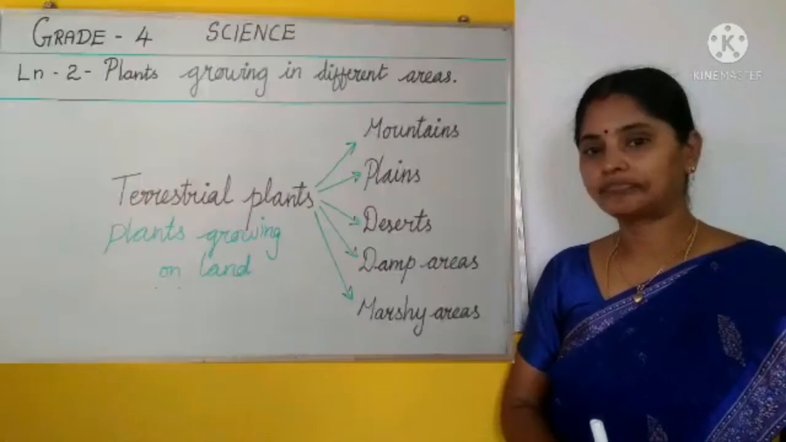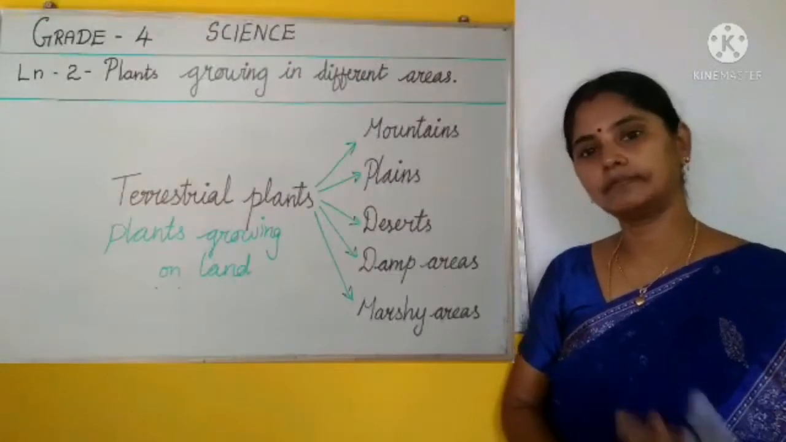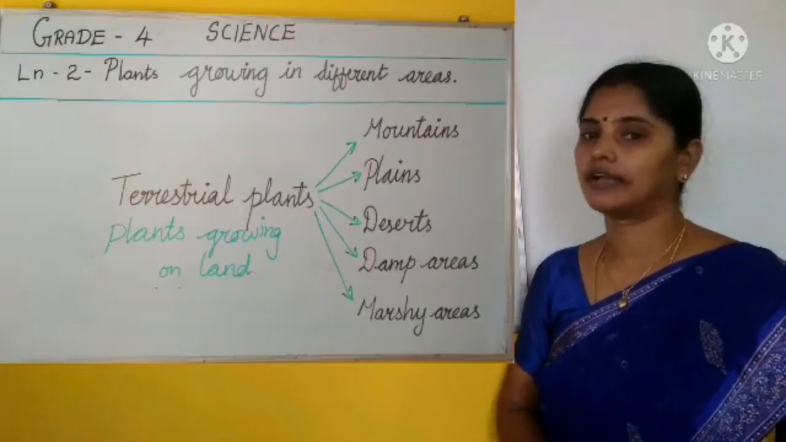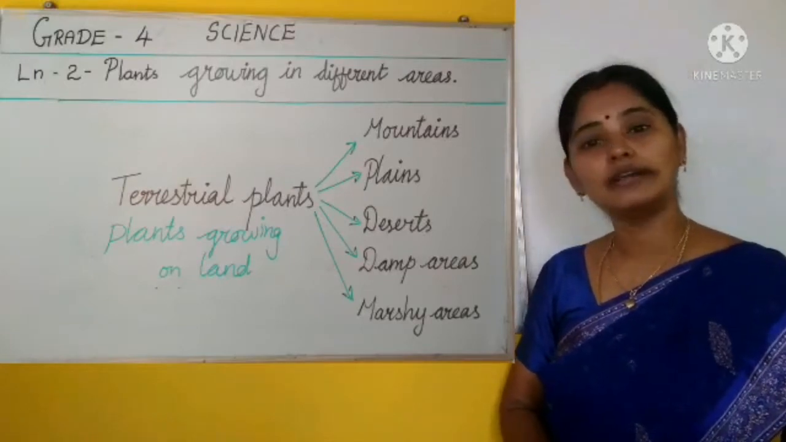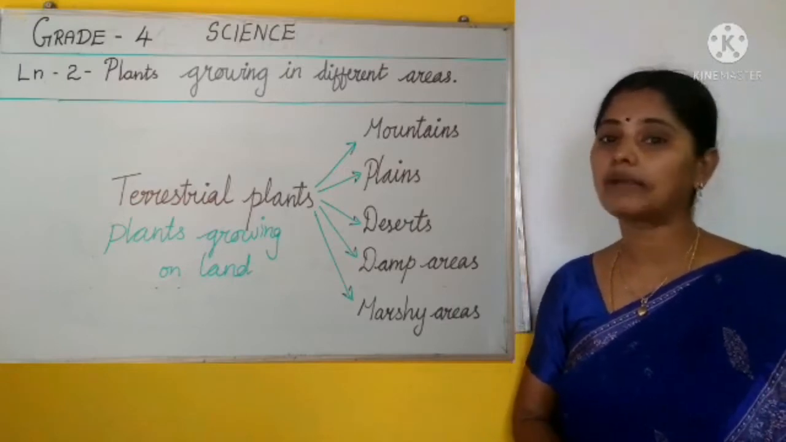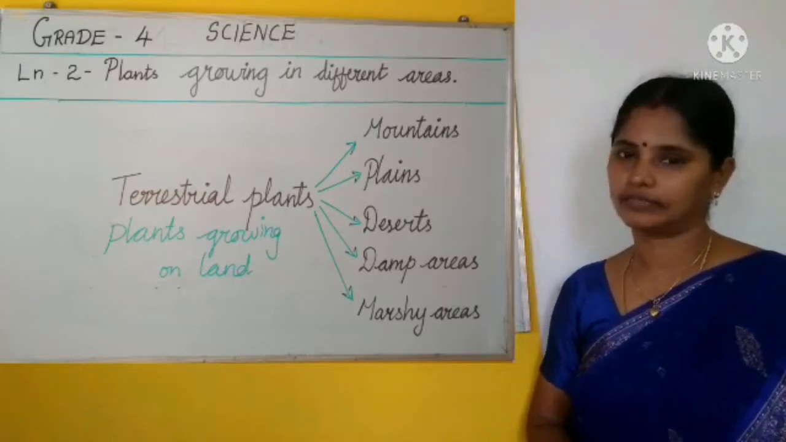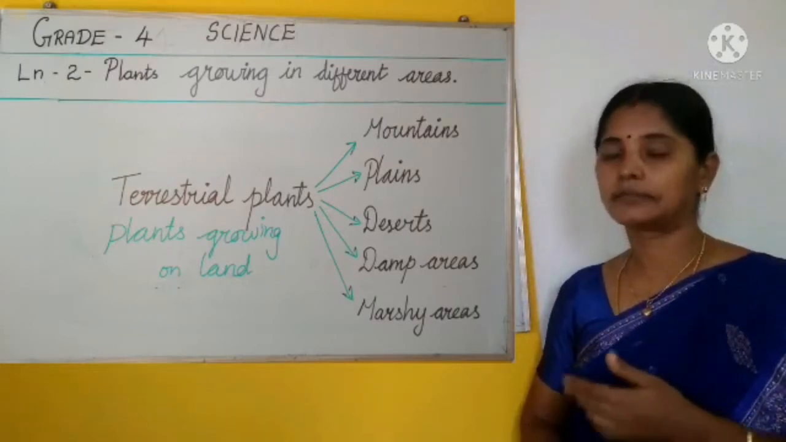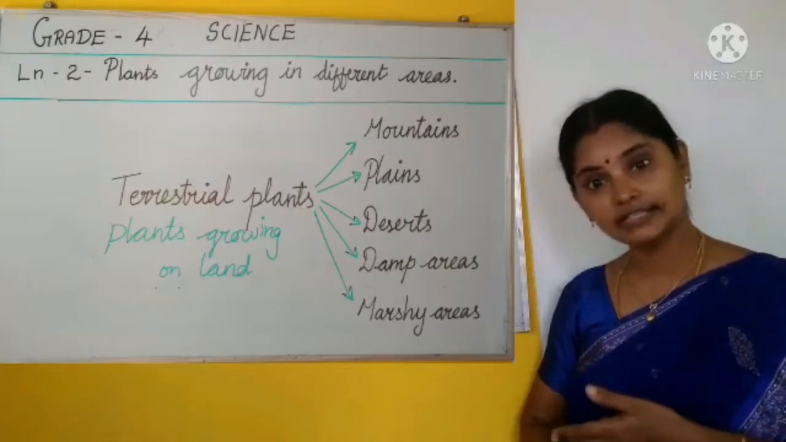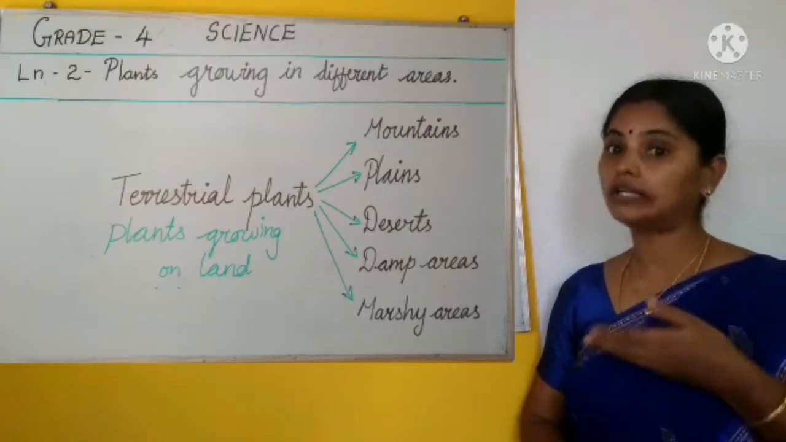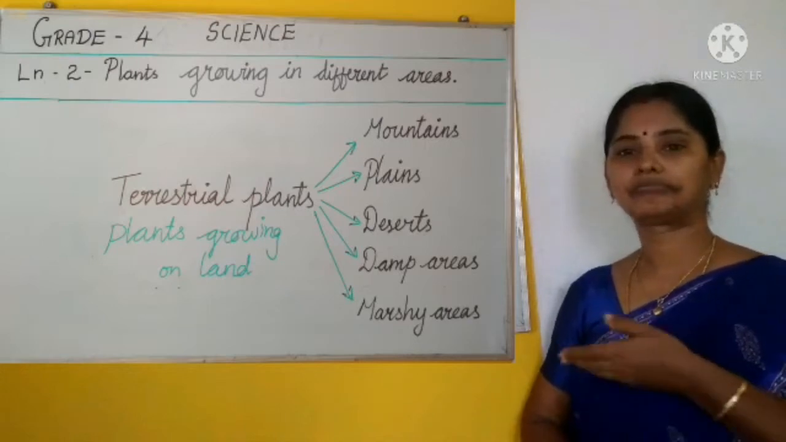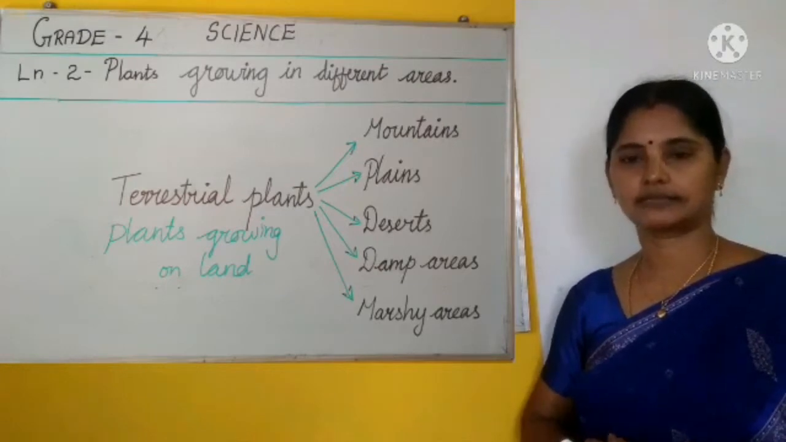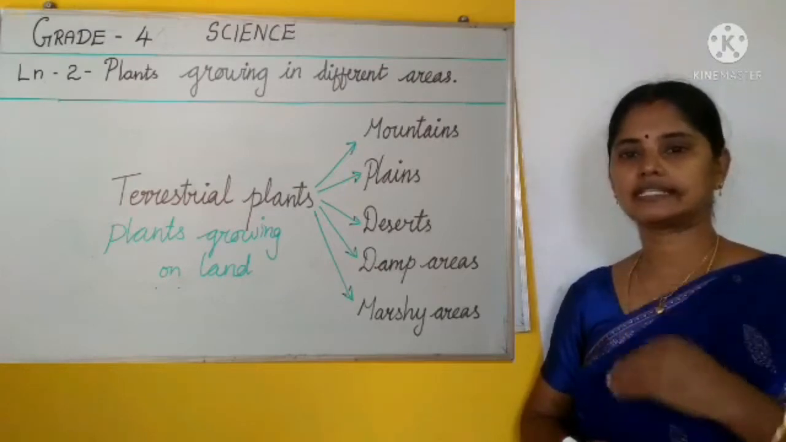About this lesson, terrestrial plants we studied in the previous video. Terrestrial plants, what is that? Plants growing on land. What are the different forms of land? Mountain, plains, desert, hot and damp areas, then swampy, marshy lands. So terrestrial means land.